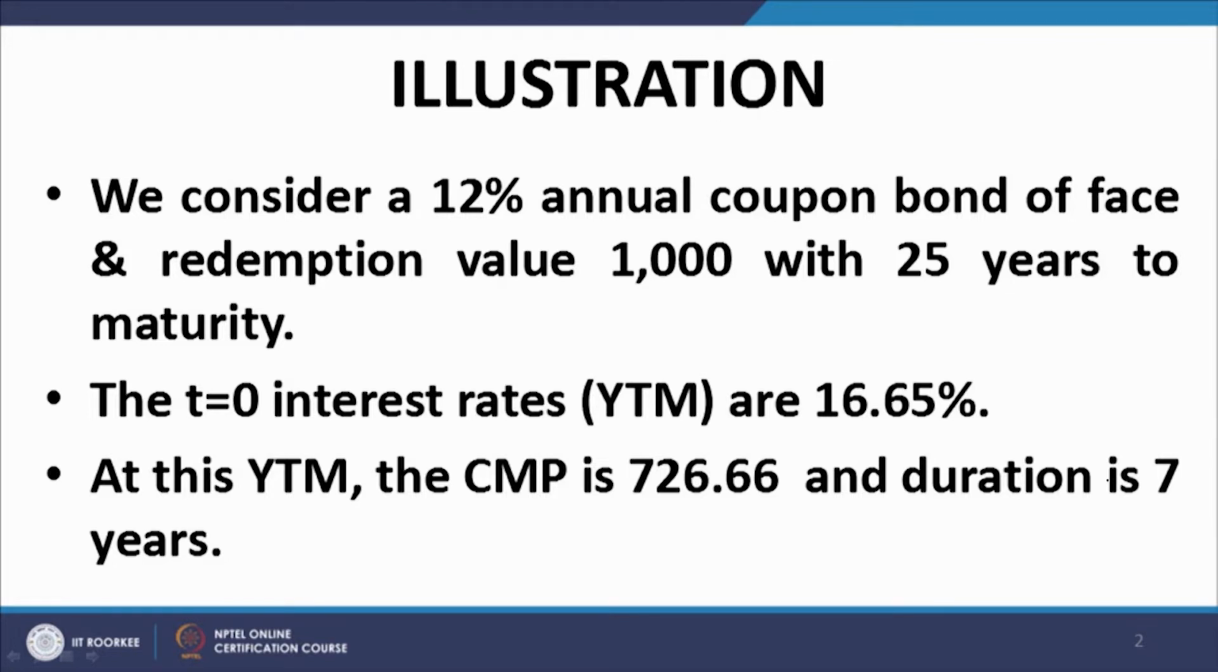At t equal to 0, the interest rate, YTM, is 16.65%. This figure seems unusual, but the rationale behind it will be apparent in the next sentence. At this YTM, the current market price of the bond is 726.66 and the duration is 7 years. You get a whole number for the duration. That was the objective behind choosing 16.65% as the interest rate. So, this is the basic data on which we build in the following slides.